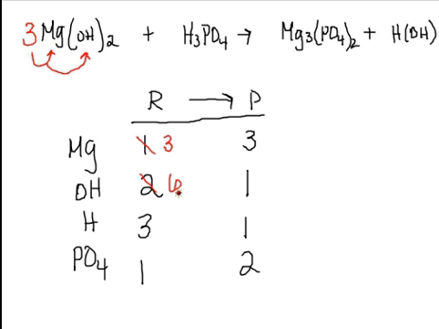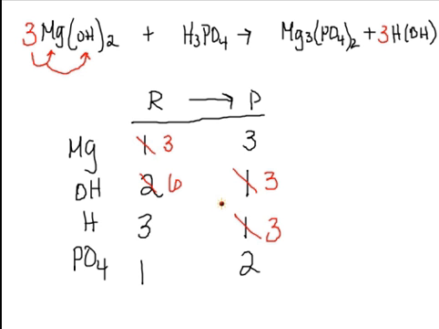Okay, next we go to hydrogen. I have 3 hydrogens here. I need to have 3 hydrogens there. Not a problem. Let me just put a 3 there. Now that is going to change the number of hydrogens and the number of hydroxides. So I end up with 3 hydrogens and 3 hydroxides. My hydroxide's not balanced yet. That's okay. We can come back to that.